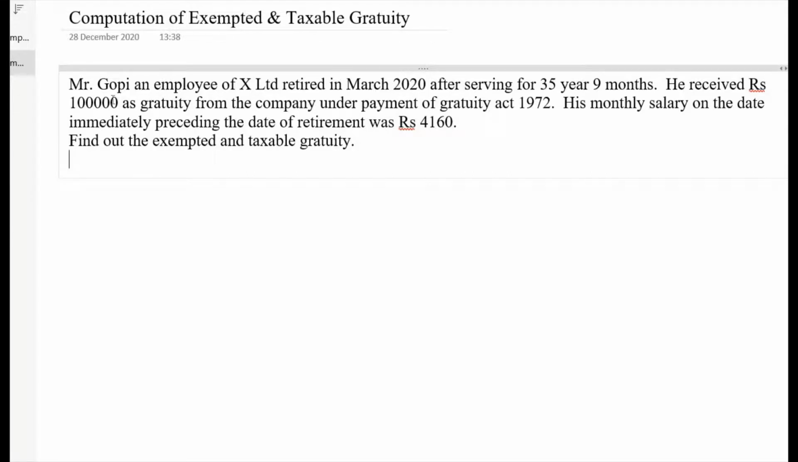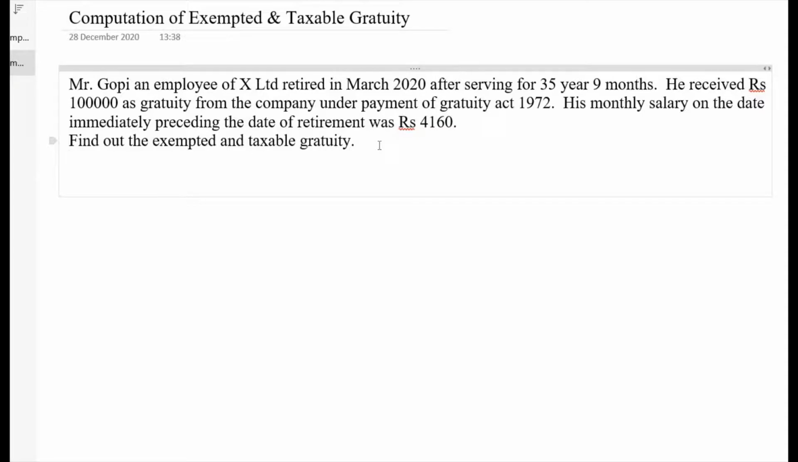So now let us understand this problem here. The assessee is covered under the Payment of Gratuity Act of 1972. His monthly salary was rupees 4,160, and he has received a gratuity of rupees 1 lakh. So now let us work out this problem here.